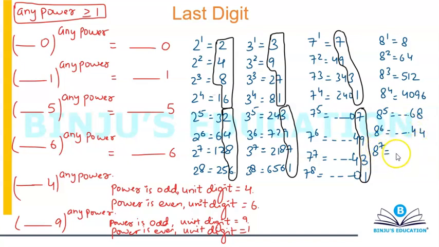Then 8 to the power 7, again you're going to multiply 4 by 8. 4 into 8 is 32. You're going to keep 2, carry over 3. 32 again, 8 into 4 is 32. 32 and 3 is 35. You're going to keep 5.